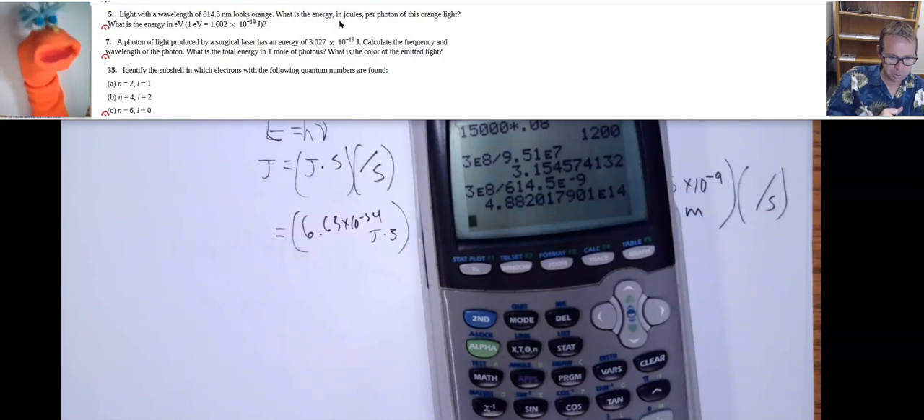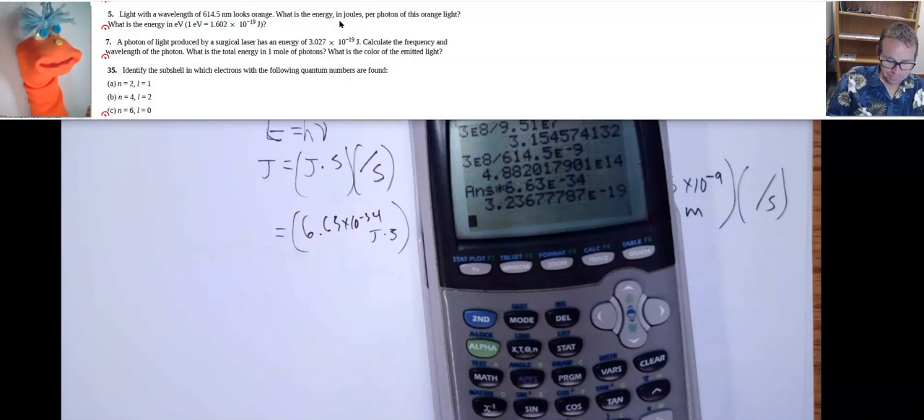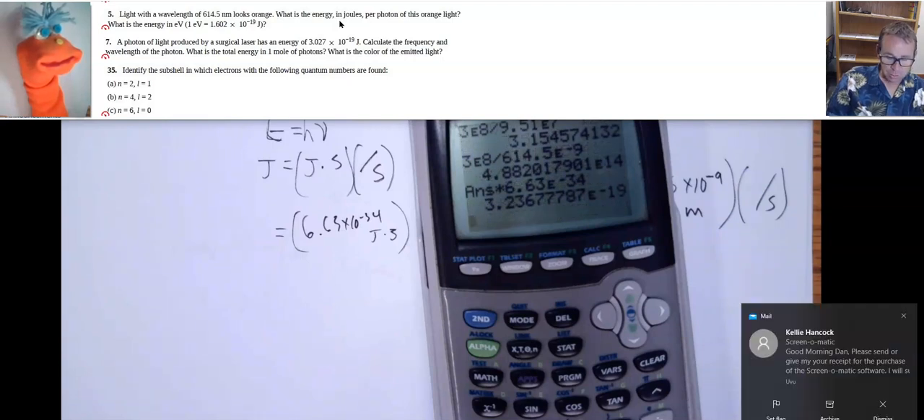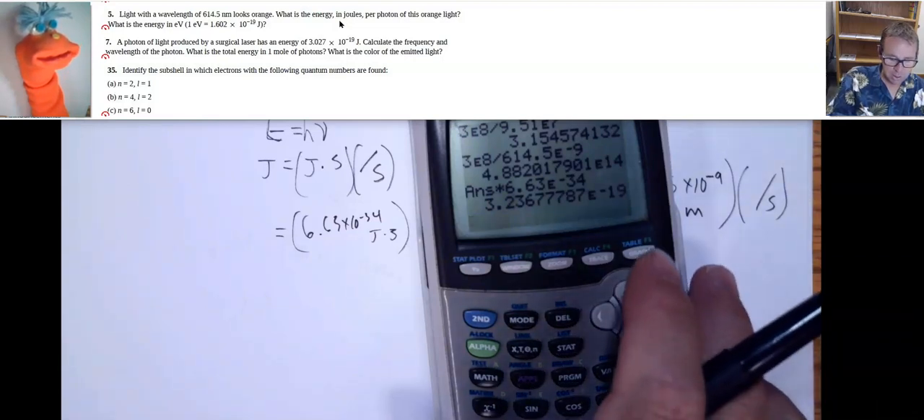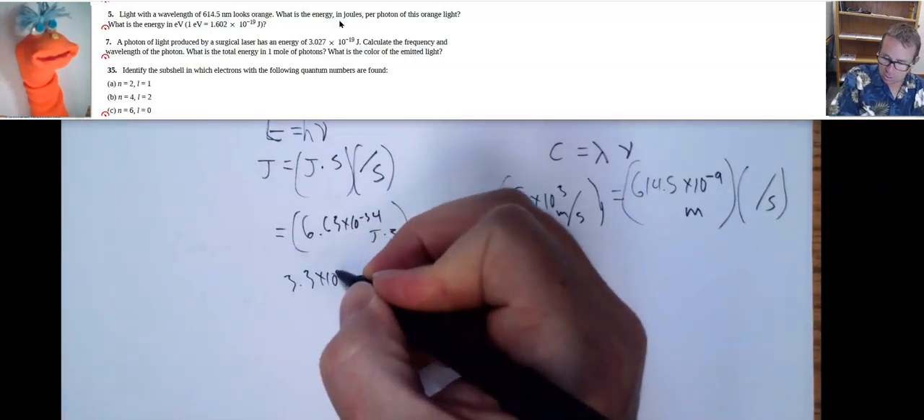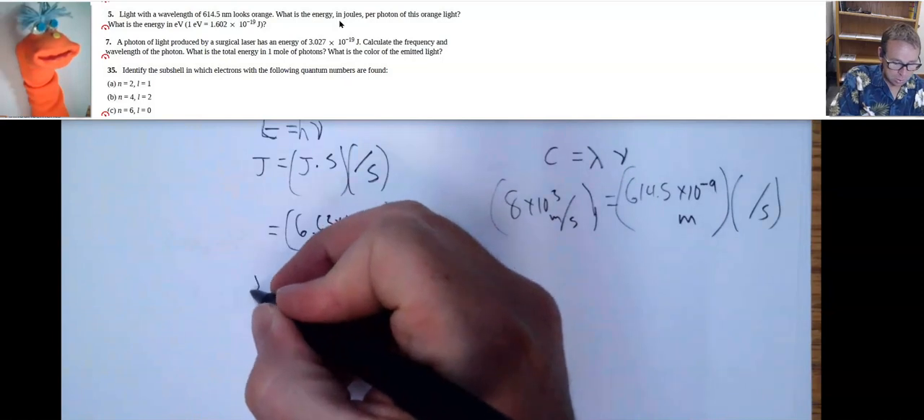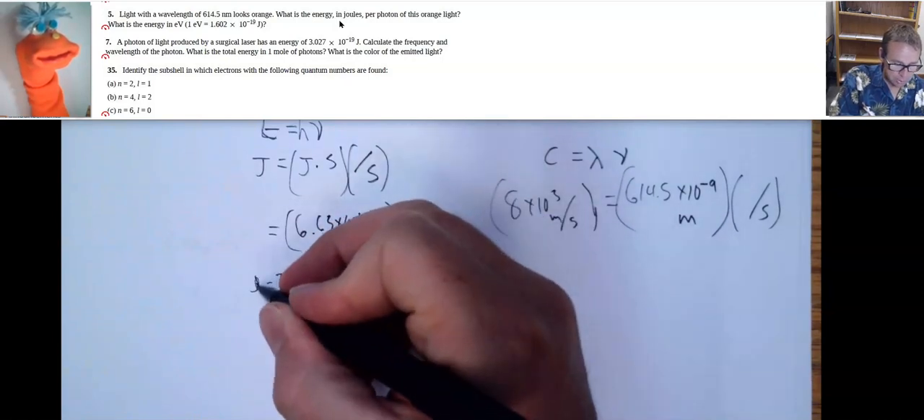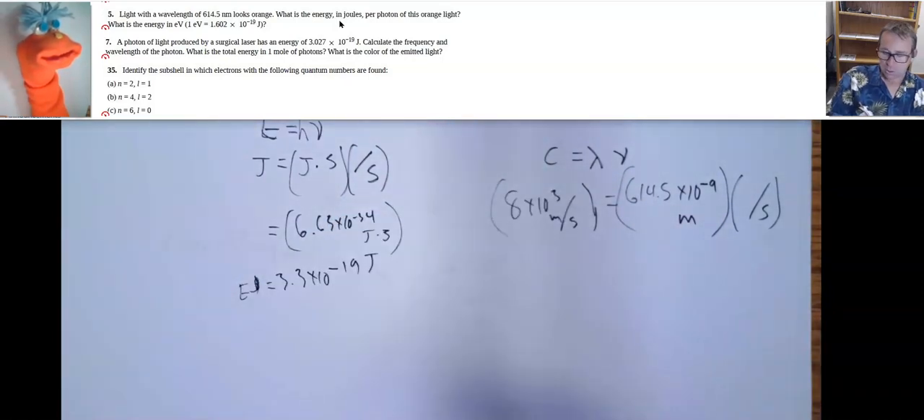So you just multiply that by Planck's constant? Yeah, just multiply that by Planck's constant. 6.63 times 10 to the what? Minus 34. All right, so 3.3 times 10 to the minus 19. That is in joules. 3.3 times 10 to the minus 19 joules. That's our energy. Okay, good.